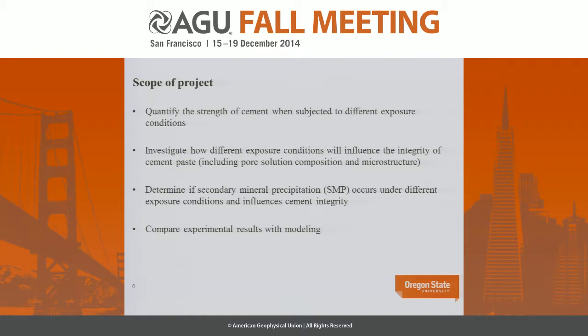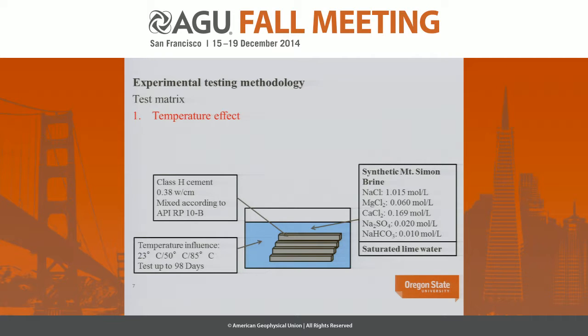Based on this information, the scope of our research is to quantify the strength of the cement when subjected to different types of conditions, and to investigate how these different exposure conditions influence the integrity of the cement. Meanwhile, we are trying to determine if any secondary mineral precipitation forms during the different types of exposure. In the end, as I mentioned before, my colleague Vahid is going to give a presentation on numerical modeling, and we are trying to compare our experimental results with his numerical modeling. So let me quickly introduce our test matrix.